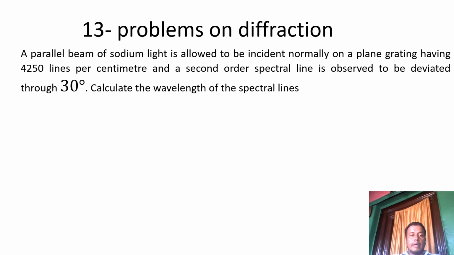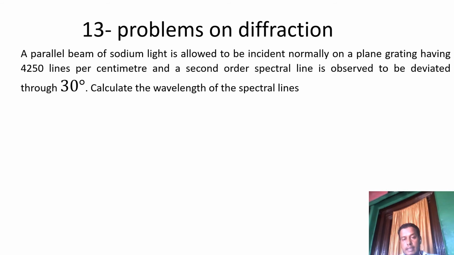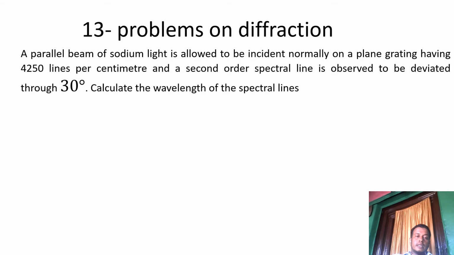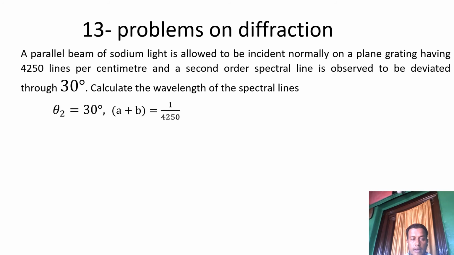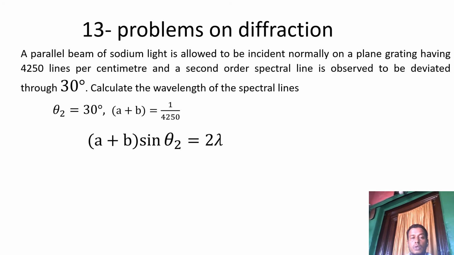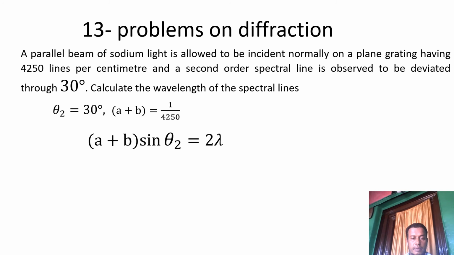A parallel beam of sodium light is allowed to be incident normally on a plane grating having 4250 lines per centimeter, and a second order spectral line is observed to be deviated through angle 30 degrees. Calculate the wavelength of the spectral line. So theta is given as 30 degree and the number of lines is 4250 per centimeter, so the grating element a plus b is 1 by 4250 centimeter.